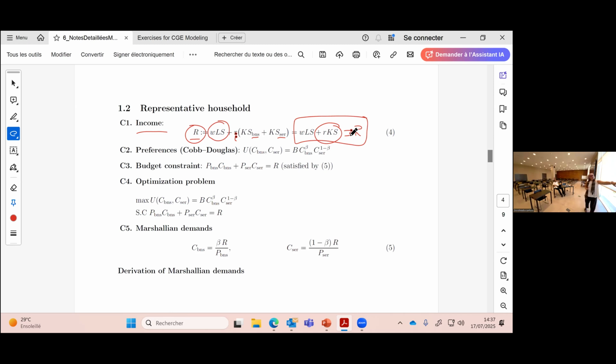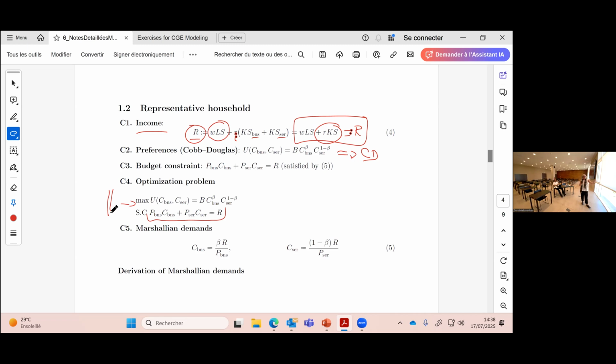In terms of preference, we assume that this household has a utility function that is characterized by Cobb-Douglas. I think we discussed that yesterday, then I pass very quickly. And the optimization problem of this household is, of course, to maximize this utility under the budget constraint that we can write like that. Then the household consumes all his income between the two goods and services in this model. Okay, then the program of the optimization problem of this household is this one.